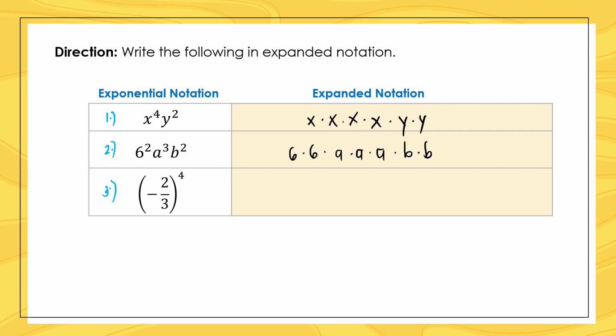Last example, we got negative 2 over 3 quantity raised to the fourth power. So what are we going to do here? Just copy your base. By the way, your base here is negative 2 over 3. Copy it and then multiply it by itself by the number of times of your exponent. So negative 2 over 3 times negative 2 over 3 times negative 2 over 3 times negative 2 over 3. Here's the expanded notation for this exponential notation. Take note, as you may observe, we do not use the dot anymore, rather we use the parentheses.